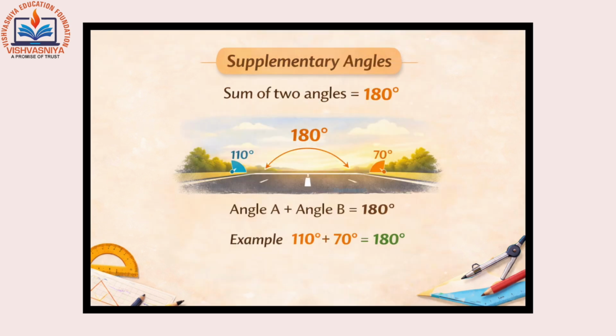Now let us understand supplementary angles. Two angles are called supplementary if the sum of their measures equals 180 degrees. For example, if one angle measures 110 degrees and another measures 70 degrees, their sum becomes 180 degrees. Therefore, these angles are supplementary angles.